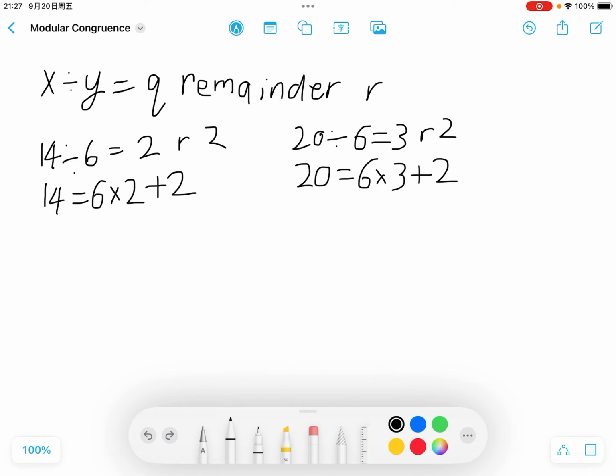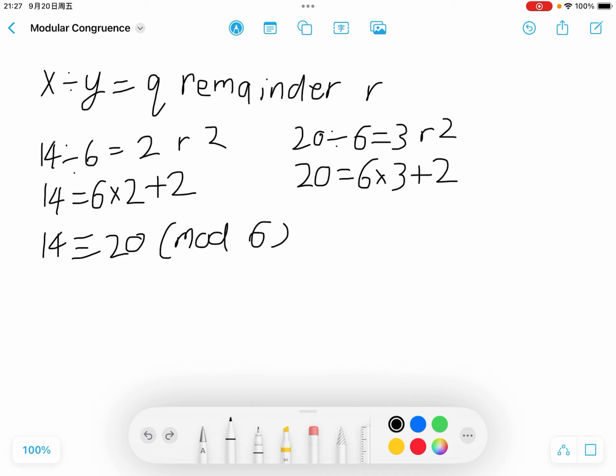So when two numbers are divided by the same divisor and they both have the same remainder, we say that they are modular congruent. So therefore, you can write 14 is congruent to 20 mod 6. So what does this mean? It means 14 divided by 6 has the same remainder as 20 divided by 6, which in this case is true.